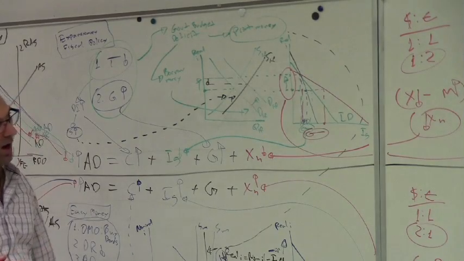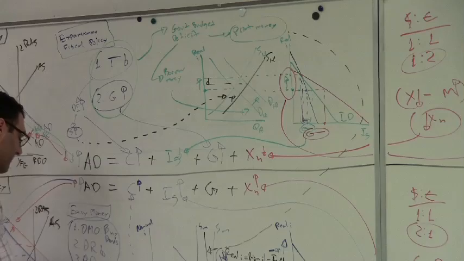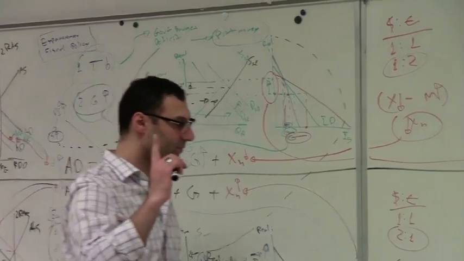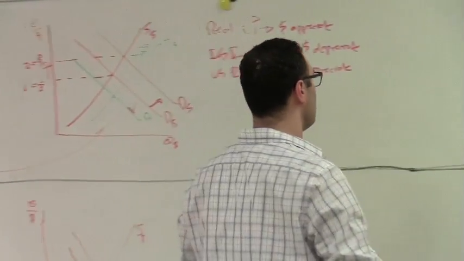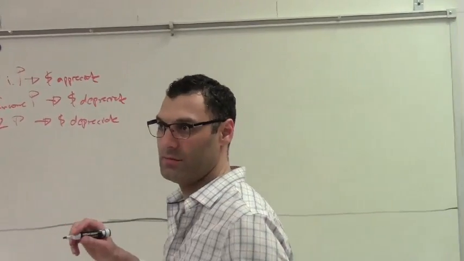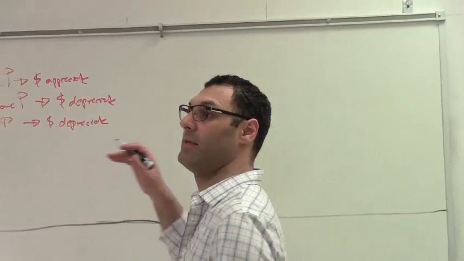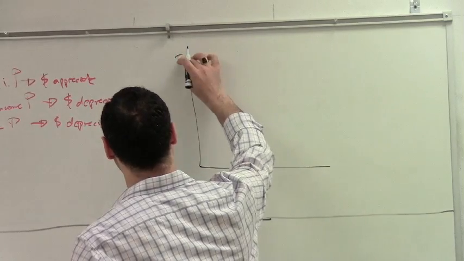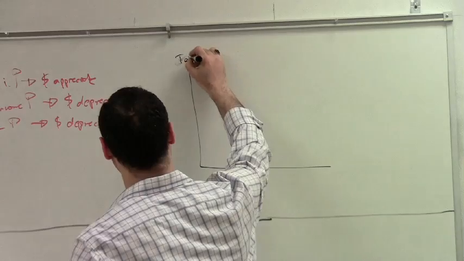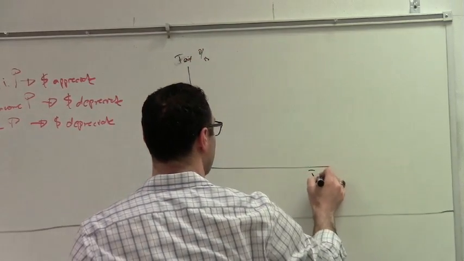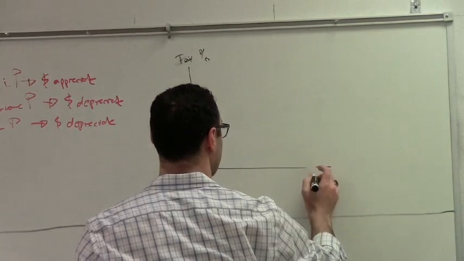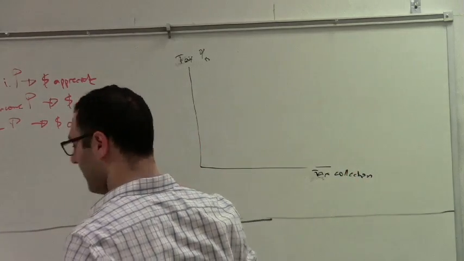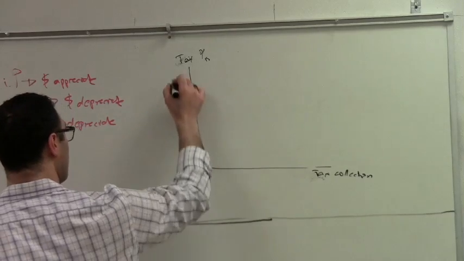Okay, so let's talk about the Laffer curve. The Laffer curve deals with tax percentage, or tax rate, and tax collection. So on the vertical axis we have tax percentage, and down here we have tax collection. And as we've drawn before and understood before, this goes from 0 to 100%.